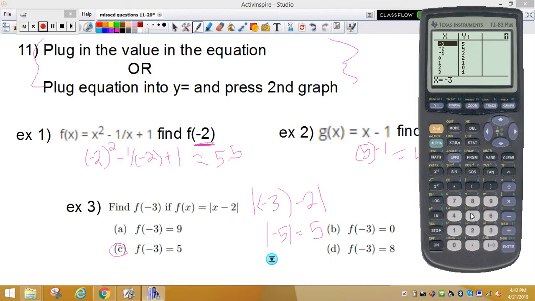And if you wanted to do it on your home screen, again, you would do second 0. You'd click enter on absolute value. And if you were plugging it in, you'd plug in -3 minus 2. And you would get 5. Okay, so absolute value is always positive. So the answer is positive 5.